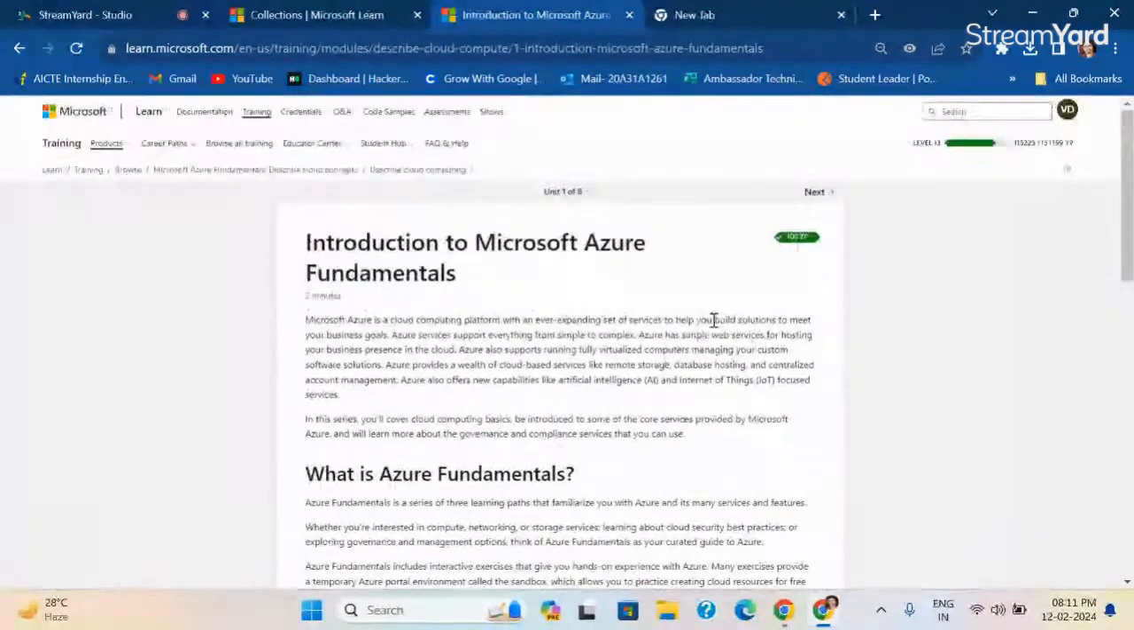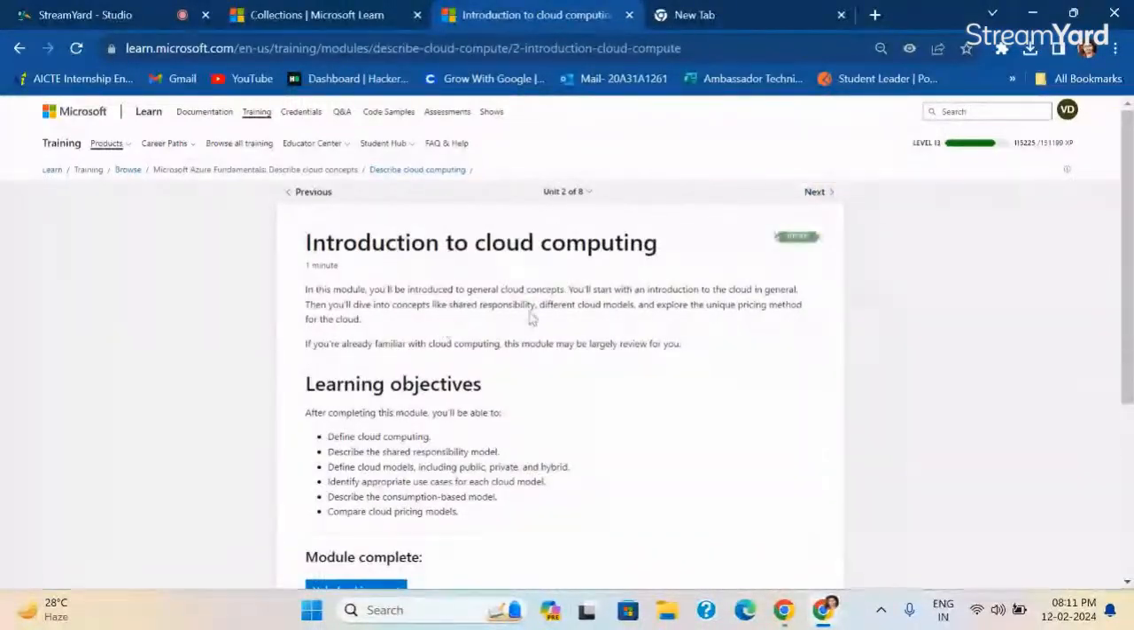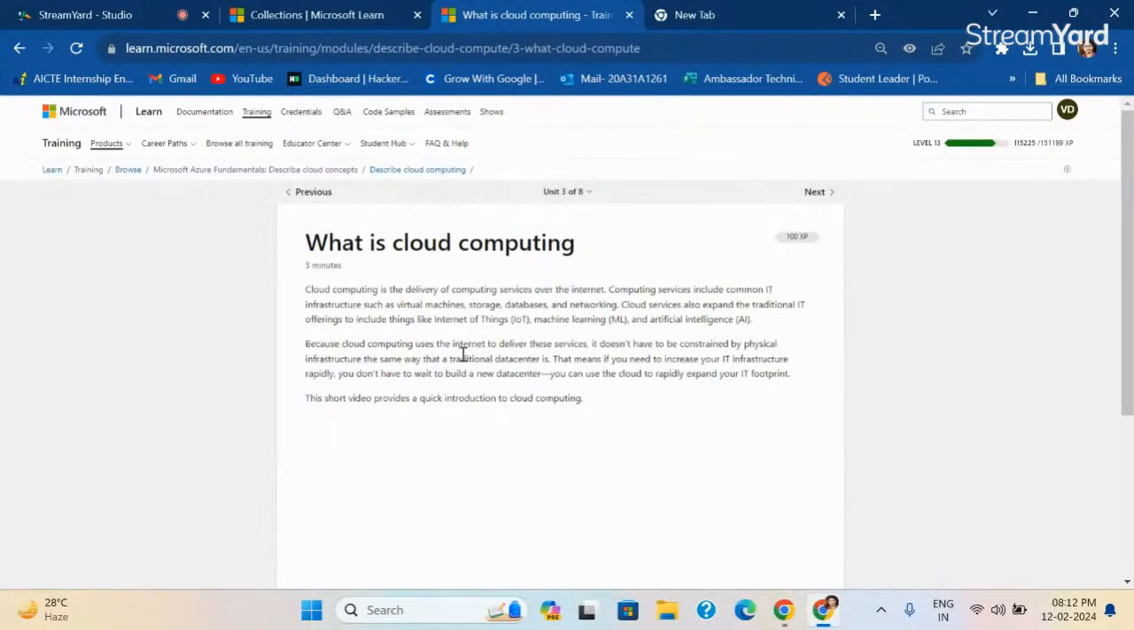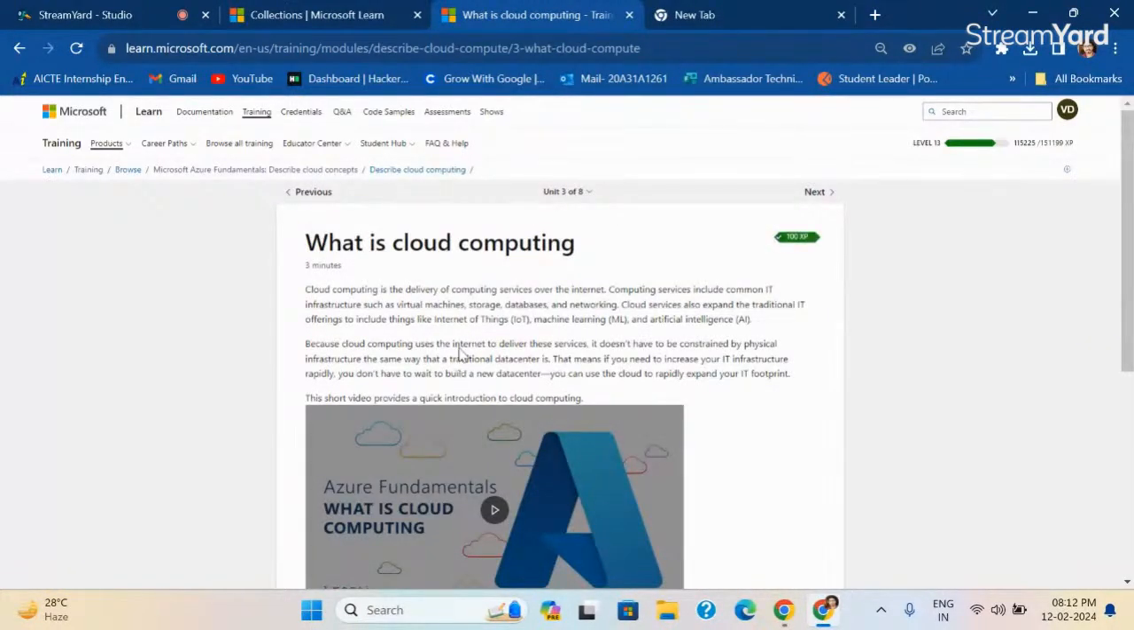So next one is introduction to cloud computing. Cloud computing is sharing of resources and services over the internet. That's all. So the learning objectives include define cloud computing and describe the shared responsibility model. These are the objectives that come in the next modules. Now I'm going to the next one. So here it is. What is cloud computing? Cloud computing is the delivery of computing services over the internet.